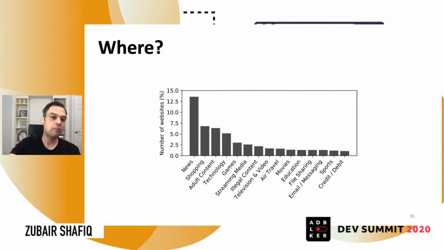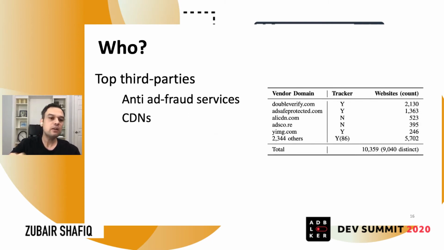We also did a breakdown of different types of sites where fingerprinting is happening, and we noticed that it is mostly happening on news sites or other categories of sites which heavily rely on advertising for monetization. So this is something to be concerned about. And then we also looked at who is doing fingerprinting, and what we found was that top third-party domains which serve fingerprinting scripts are primarily anti-ad fraud services and CDNs.